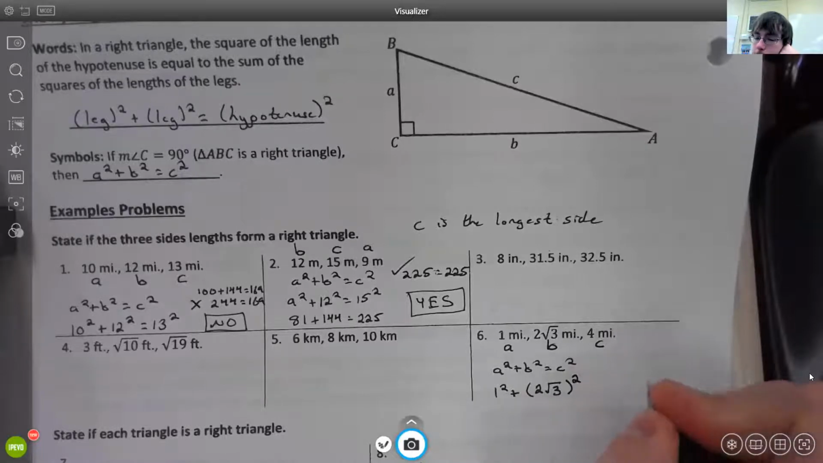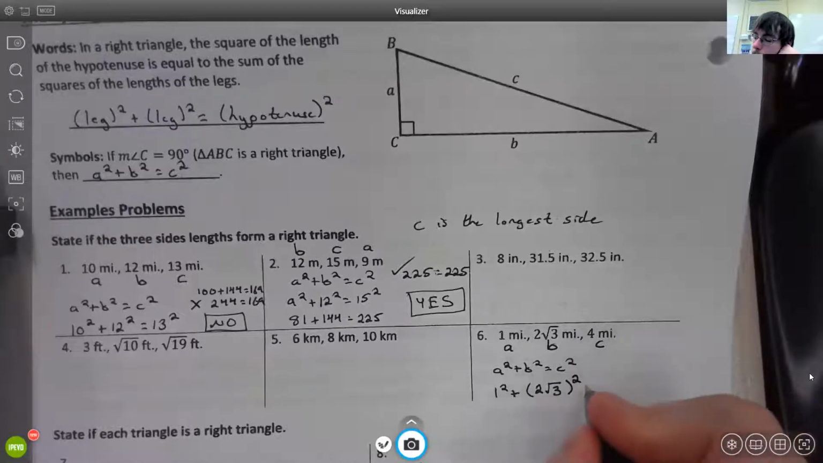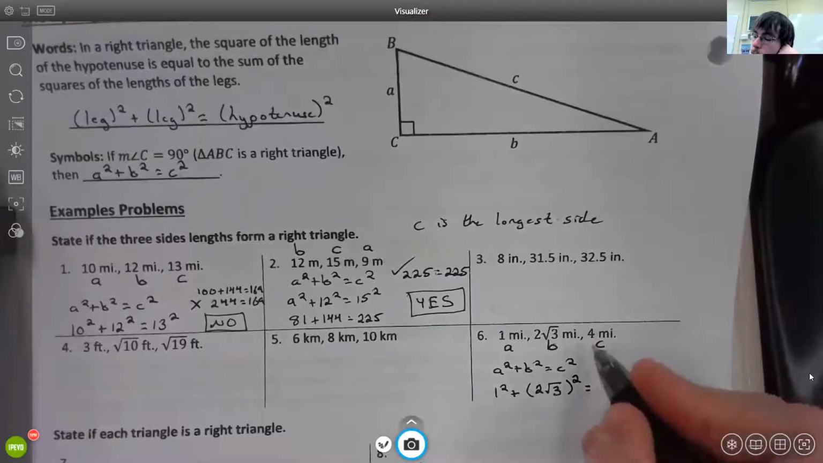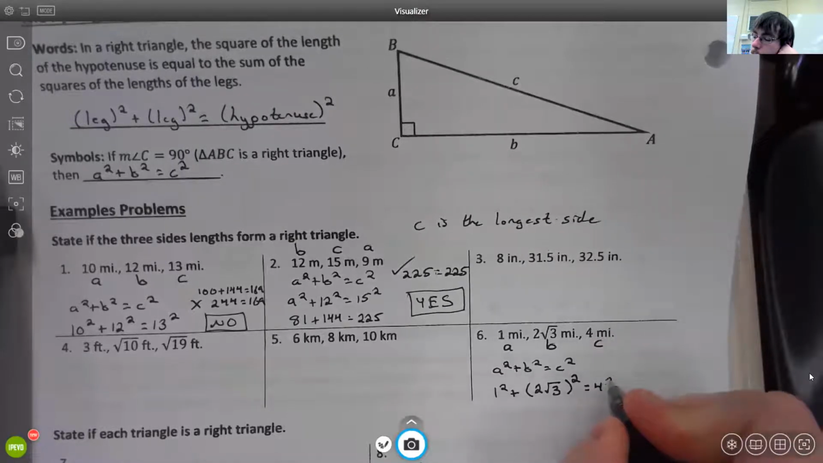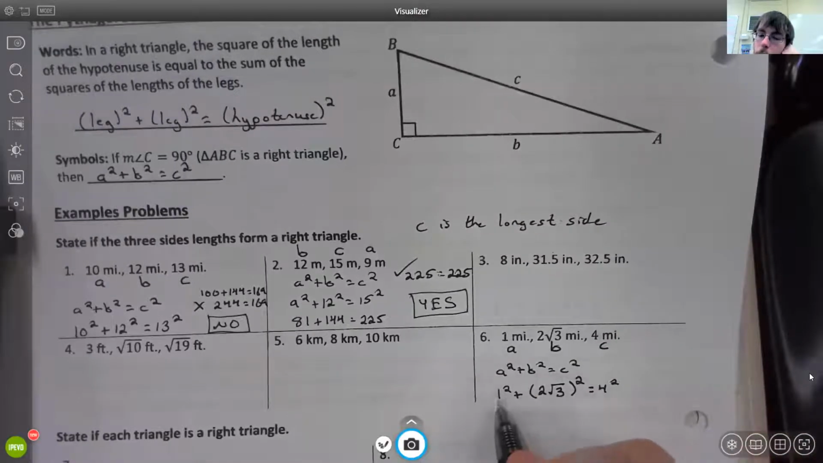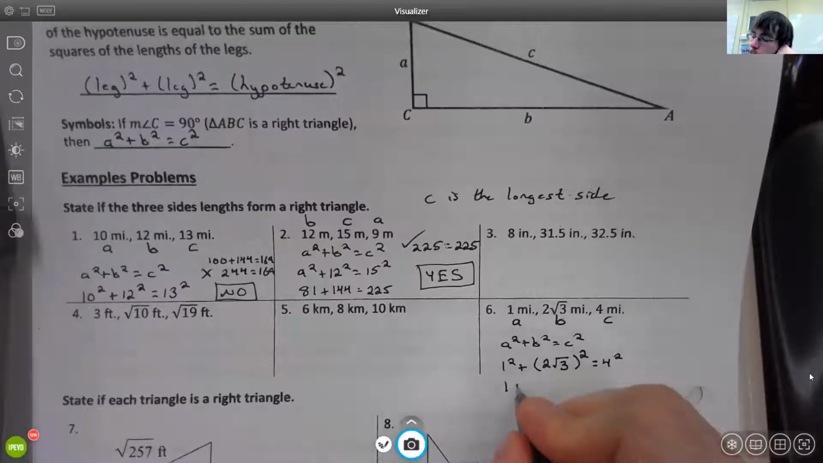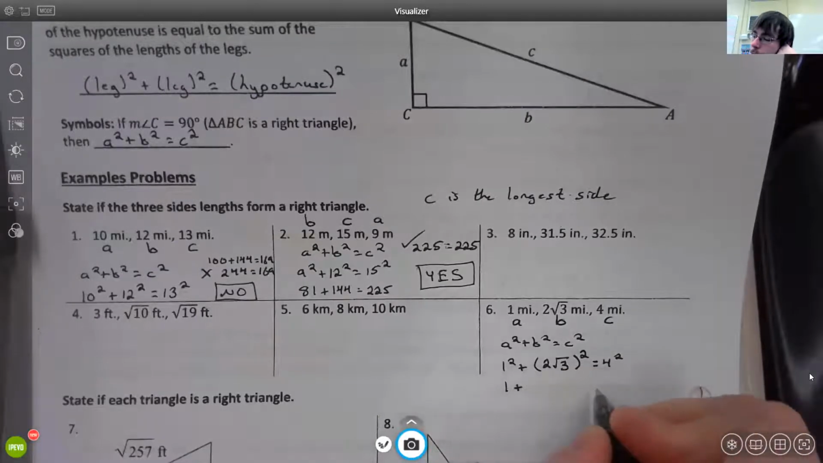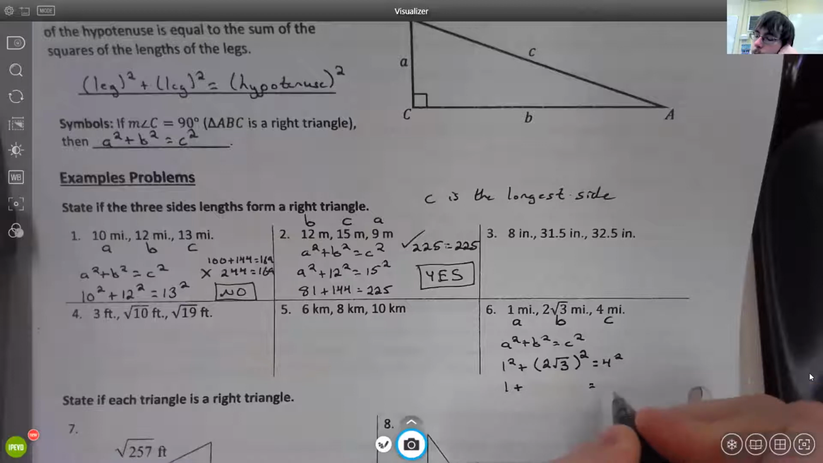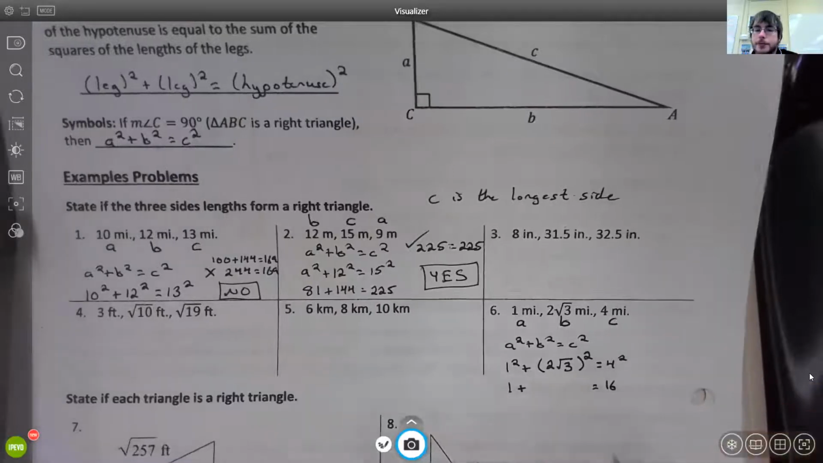I'll show you how to put that into Desmos just to make sure we're clear. Then that equals c squared, which is 4 squared. 1 squared is 1. We'll get to that one in a second, and that's equal to 4 squared, which is 16.